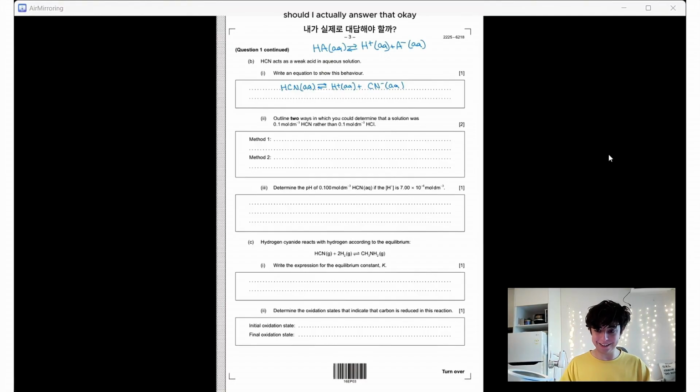So that's the answer to that. It's just the equilibrium. You also could have done a reaction with water. That was also an option, but I feel like the equilibrium is just a bit more straightforward and easier to comprehend.